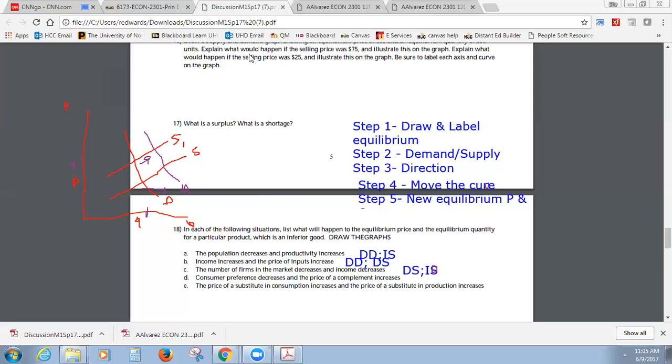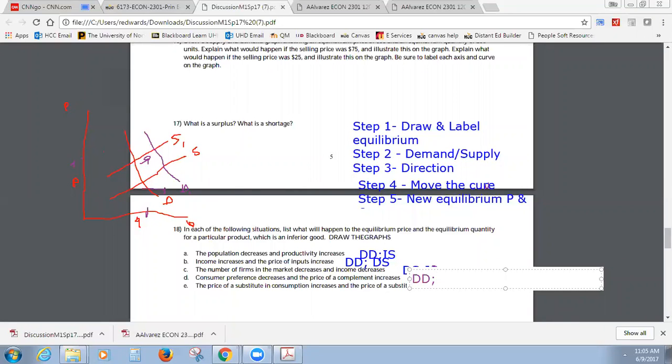All right, consumer preferences decreases and the price of complements increases. All right, consumer preferences is a demand issue. If consumer preferences decrease, that means demand's going to decrease. And at the same time, the price of a complement increases, right? Make sure you understand these for the exams. If the price of a complement increases, all right, and so probably the best thing to do is to have a set of these in your head, all right? So for me, whenever I do complements, I always like to think of peanut butter and jelly, all right?